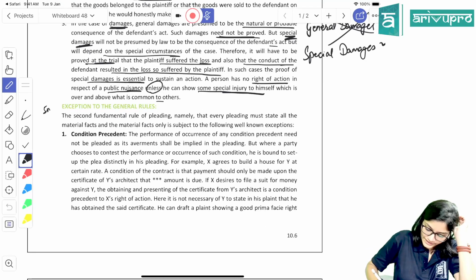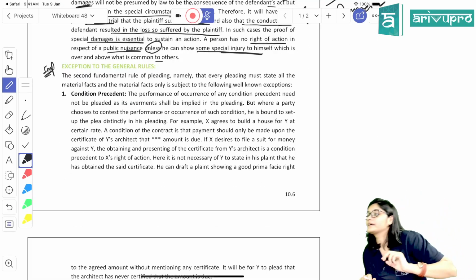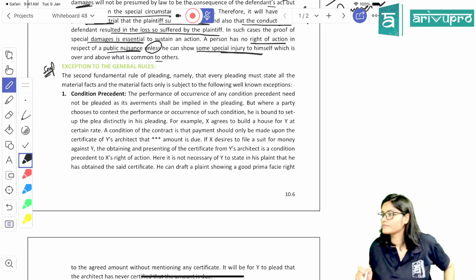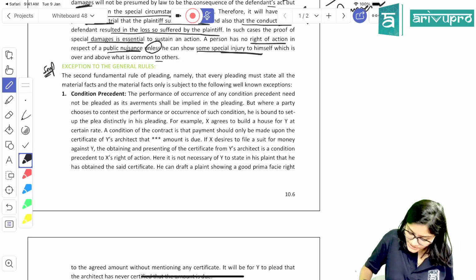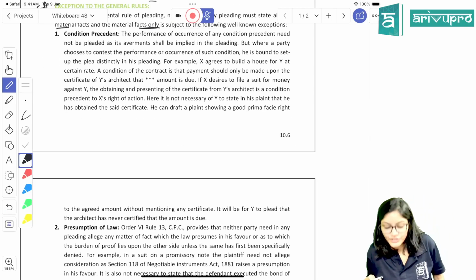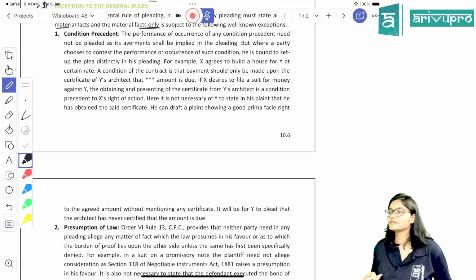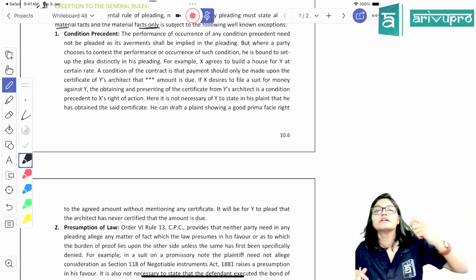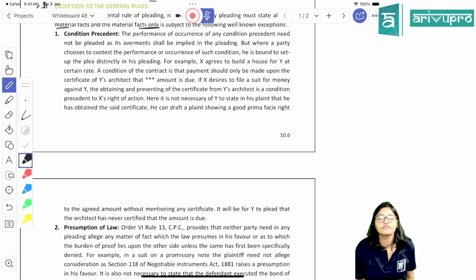Now, important, another: exceptions. Some exceptions. The second fundamental rule of pleading is that every pleading must state all the material facts and the material facts only, right? But some exceptions are there. First one, condition precedent. Ma'am, what do you mean by condition precedent? Anyone? Condition precedent means what? Before, and only if, any conditions or terms are put beforehand, that need not be mentioned. Right? So that is known as condition precedent. The general rule says that that is not important. But if it is material, yes, you will have to mention it. So let us see what is given.